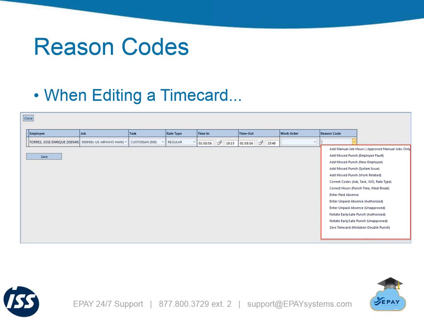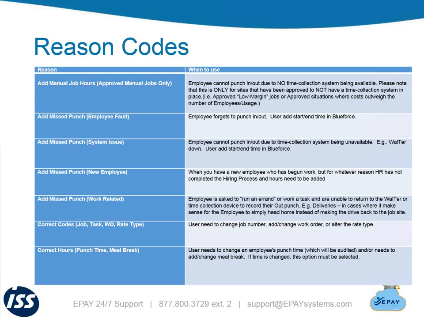So let's start off with the first one, and the first one here is add manual job hours, and it's called approved manual jobs only. One of the things to keep in mind as we go through this is that employees who cannot punch in and punch out because there's no time collection devices at that site should use this add manual job hours option. That should be the option when someone is keying in their time into the system.